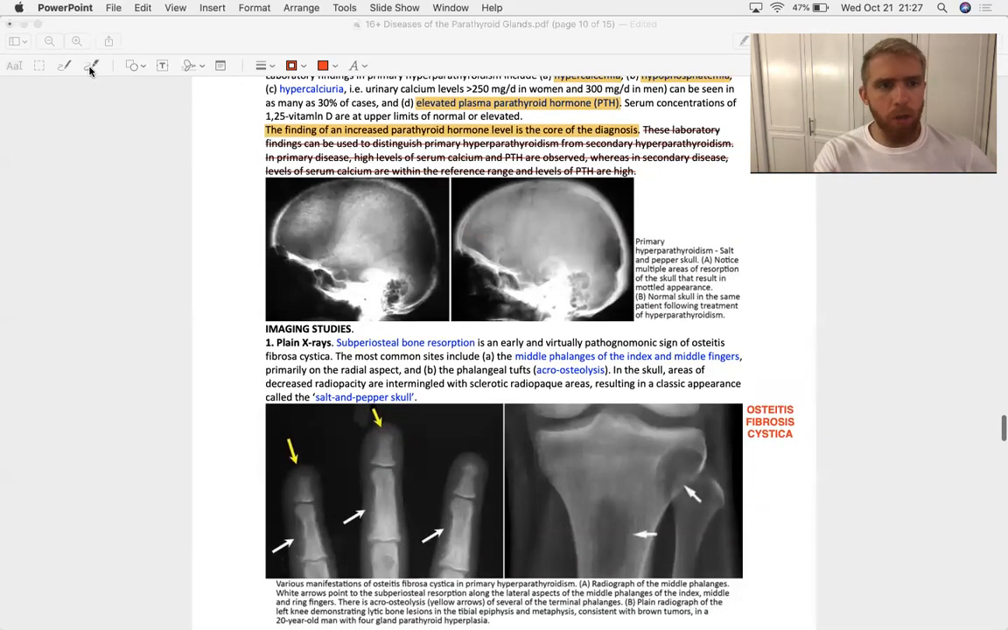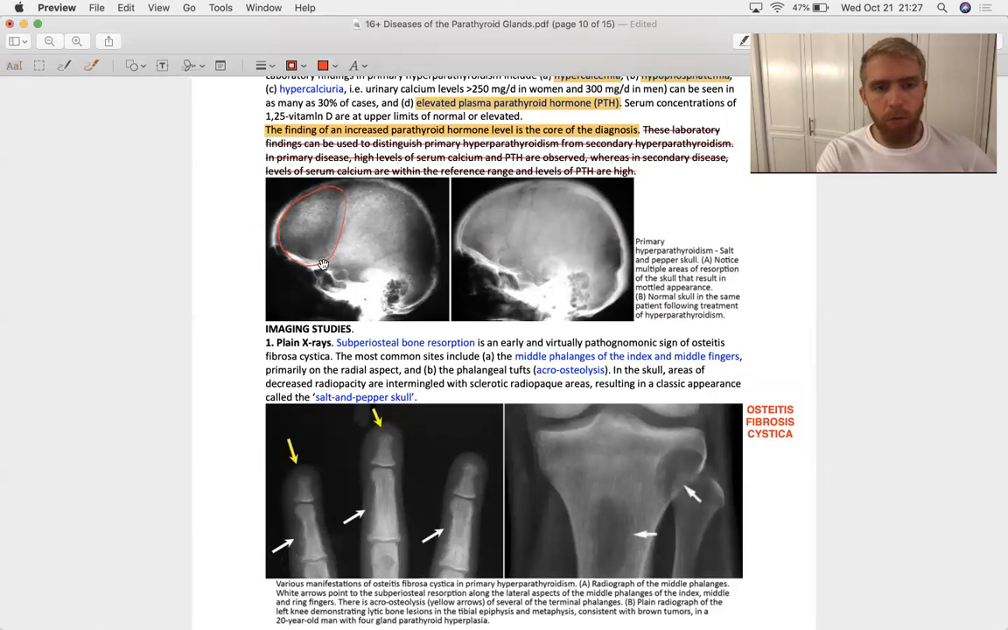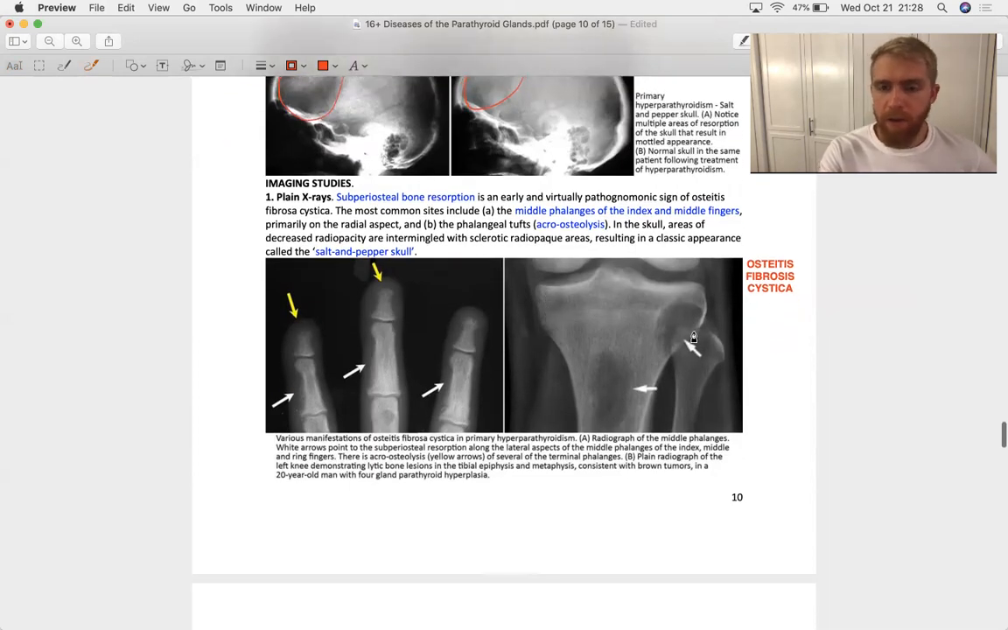Here's some imaging. Look at these radiolucent areas of the skull here that are less dense than after treatment. They're less dense because of the osteoclast activity in this photo on the left. Here on the right is osteitis fibrosa cystica. You can tell why it's called cystica. These are cyst-like spaces in long bones.